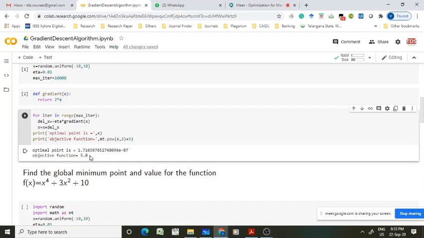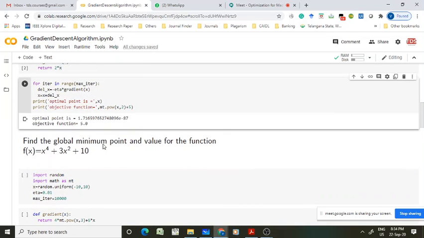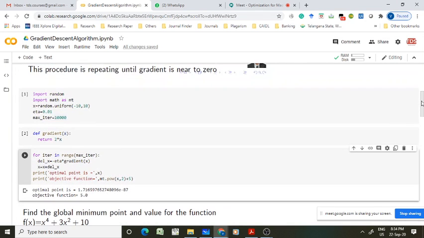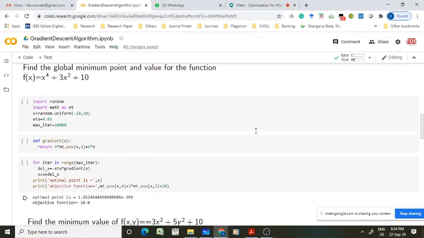Hope you understand, right? Similarly, you can find the global minimum point and the value for the function f of x equal to x to the power of 4 plus 3x square, right? Now if you observe, the piece of code is the same here and here. But the change you can observe is only the gradient, right? In the previous case, the gradient was 2x, but here the gradient equals 4x cube plus 6x. Only the gradient changes, and all the rest is the same.